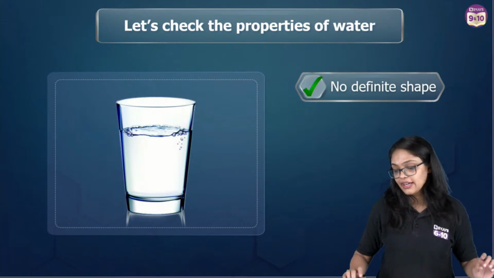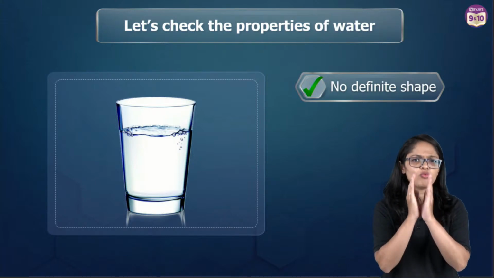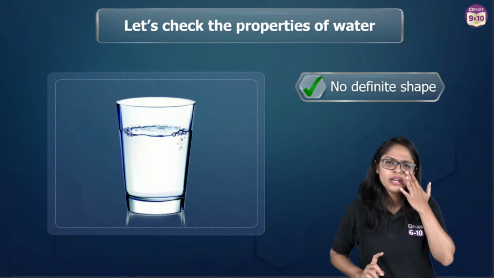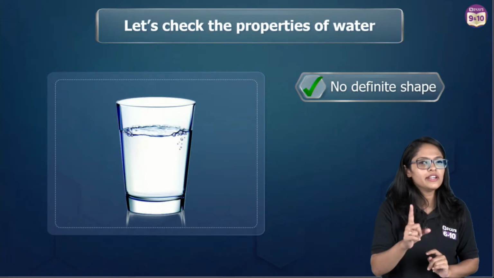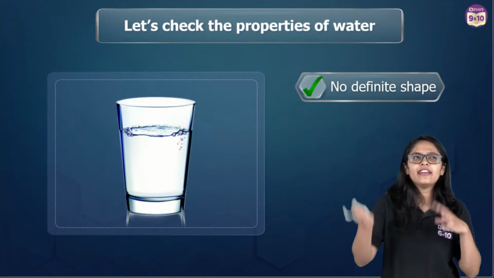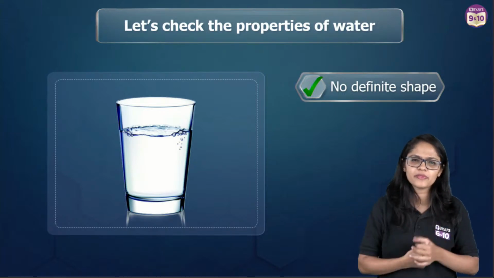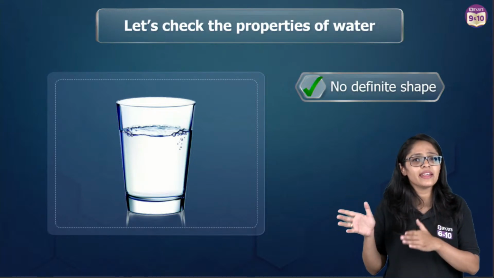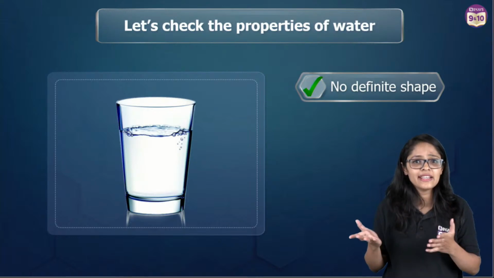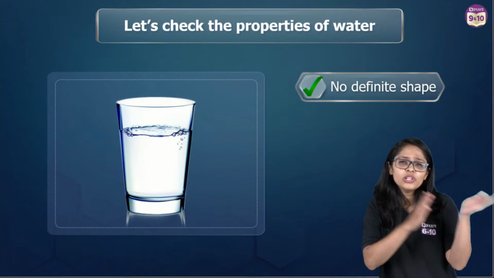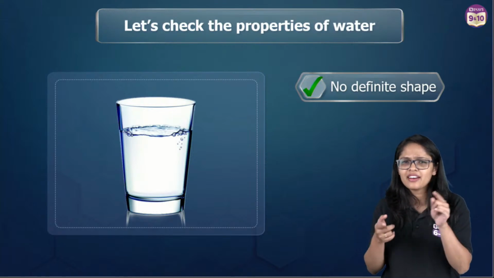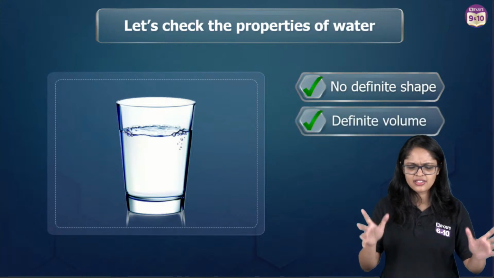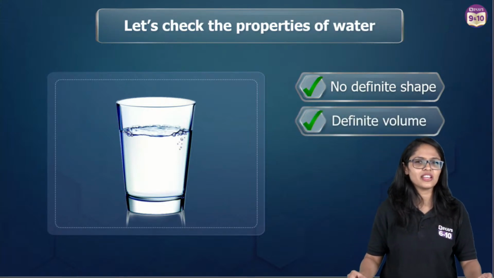Cool. Now think I have 1 liter of water in a big glass. I'll transfer exactly 1 liter of water to another container, a jug. Now, how much water is there in the jug? It's 1 liter, right? Did the volume change when I transferred it to another container? No. So it has definite volume. The volume doesn't change, right?